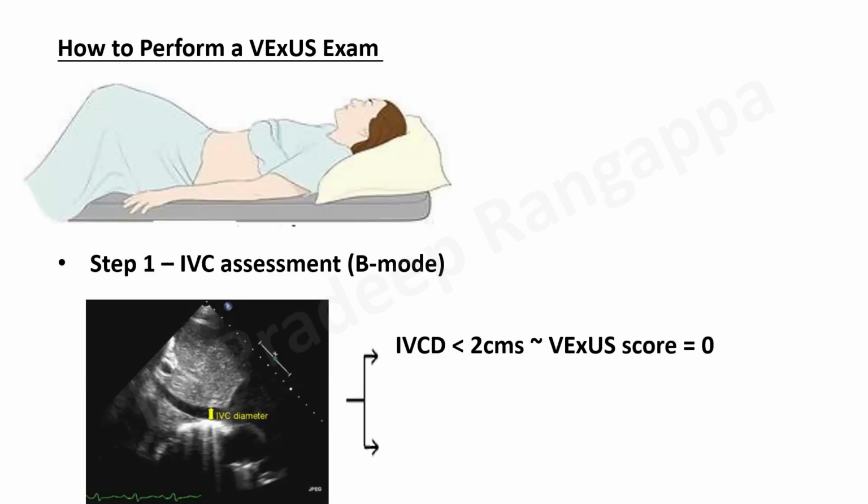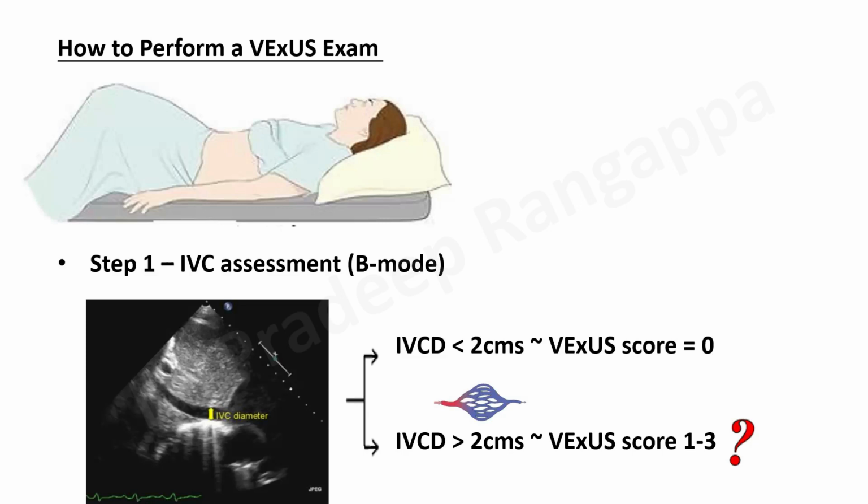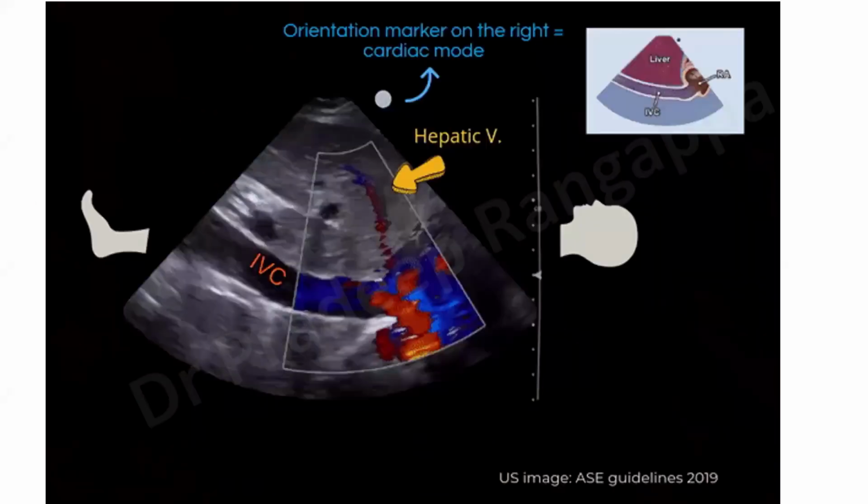So this whole concept of VExUS will only arise when the IVC diameter is more than 2 centimeters. Then you need to go on to look at venous congestion in the liver and venous congestion in the kidney. And then you have to score them, from 1 to 3, whatever the score may be. So your whole VExUS principle starts only when the IVC goes more than 2 centimeters.